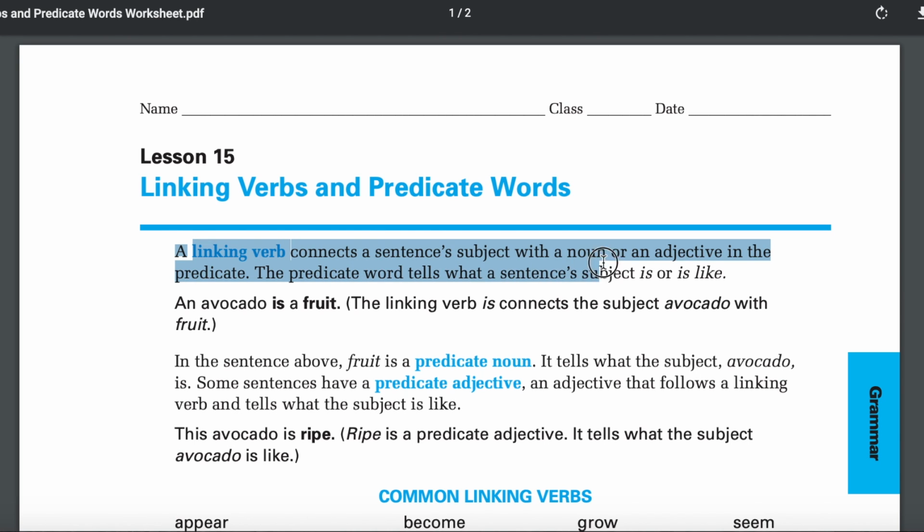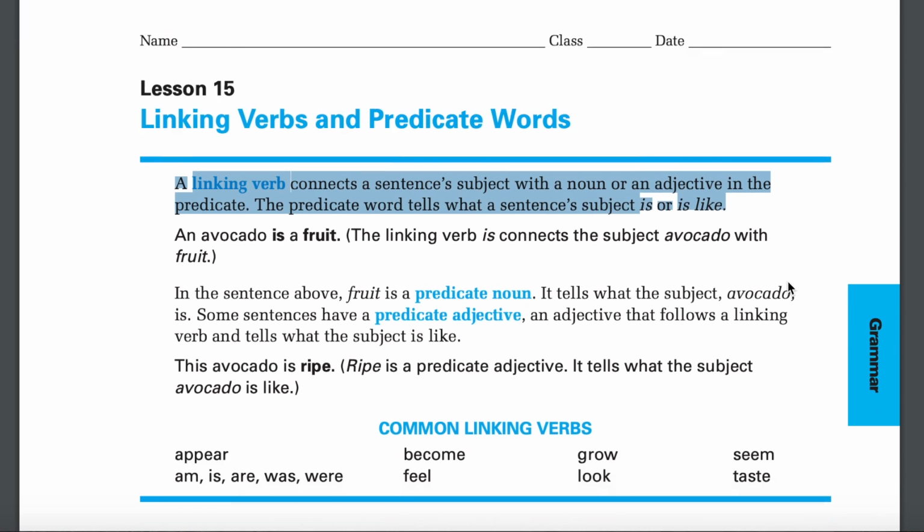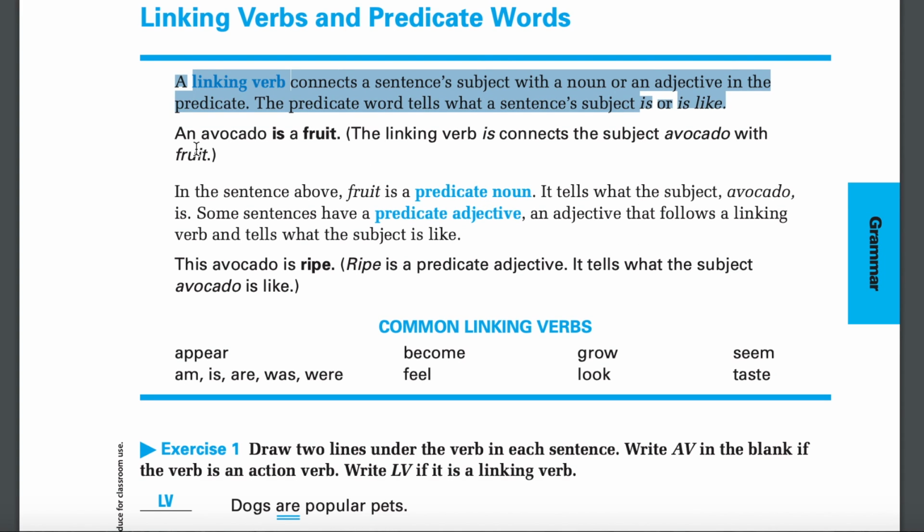A linking verb connects a sentence's subject with a noun or an adjective in the predicate. Now remember, a noun is a person, place, thing, or idea. An adjective is a descriptive word, a describing word. The predicate word tells what a sentence's subject is or is like. Okay, so remember we have our subject and our predicate. We went over subject and predicates earlier on in the school year. Hopefully you still remember what it is. If not, then this will be a good review for you regardless.